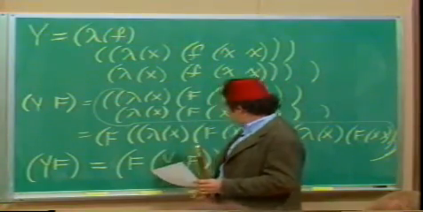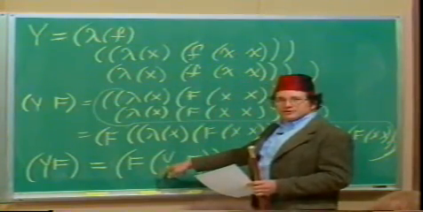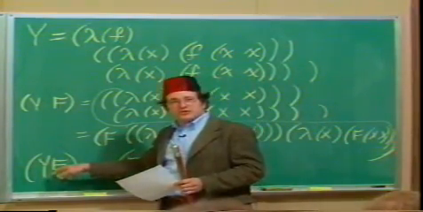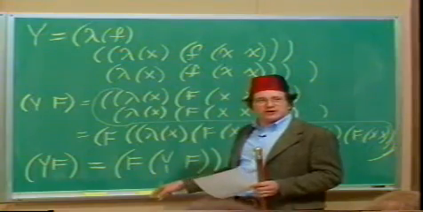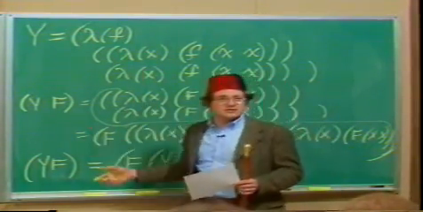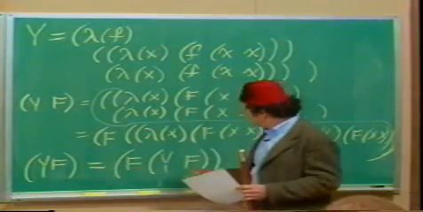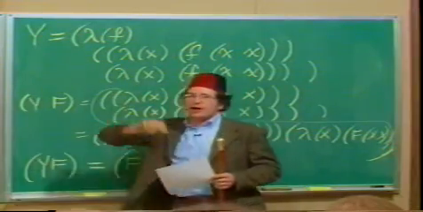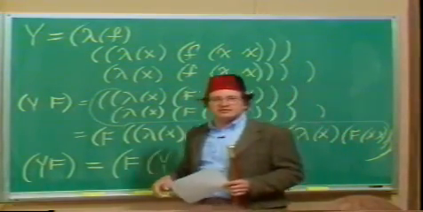So Y is a magical thing which, when applied to some function, produces the object which is the fixed point of that function, if it exists and if this all works. Because indeed, if I take Y of f and put it into f, I get Y of f out.